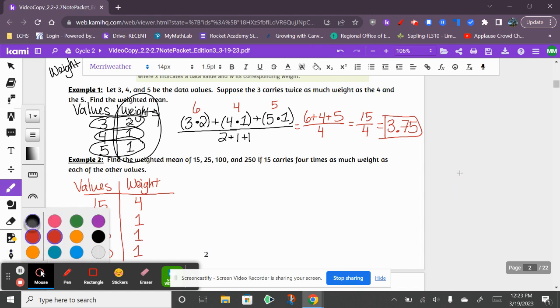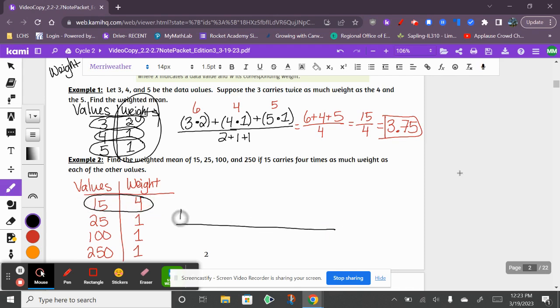Okay, so for our setup, we're first going to take the first value times its weight. So that will be 15 times 4. Then we will take the next value times its weight, and keep doing that with the rest of them.